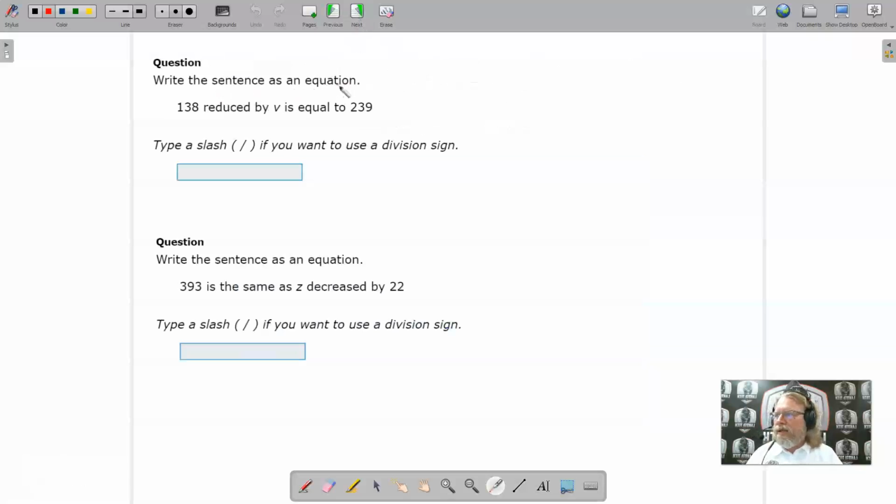Write the sentence as an equation. And it says 138 reduced by V is equal to 239. So we start taking this apart. 138 is reduced by V. This is something that we've seen before, whenever we wrote expressions, and we know that that would be 138 reduced by V.